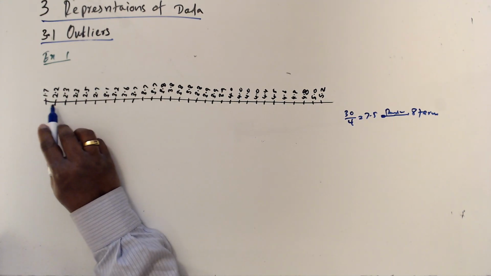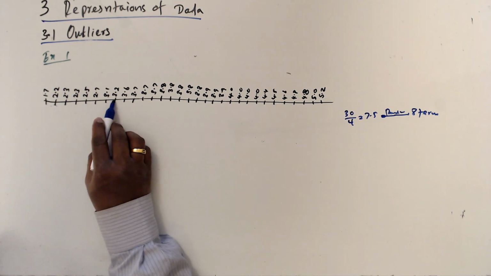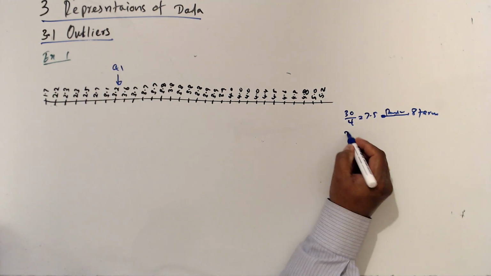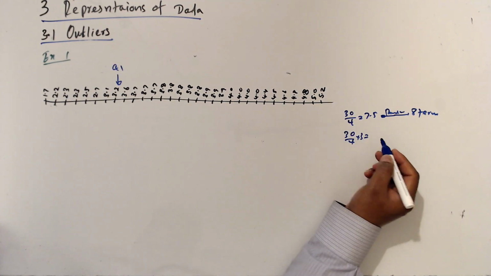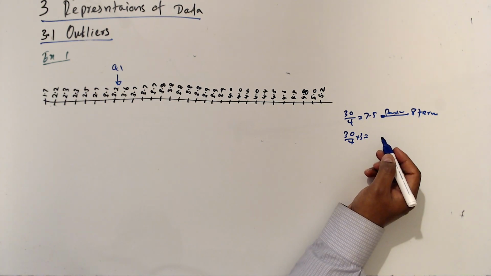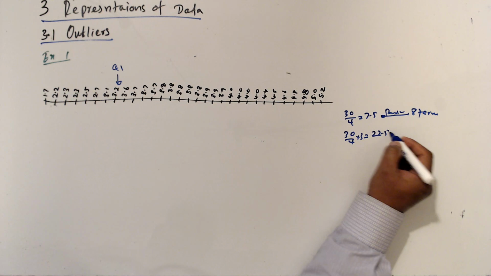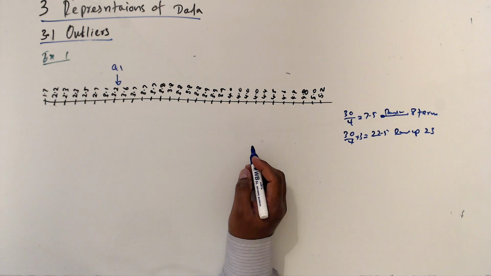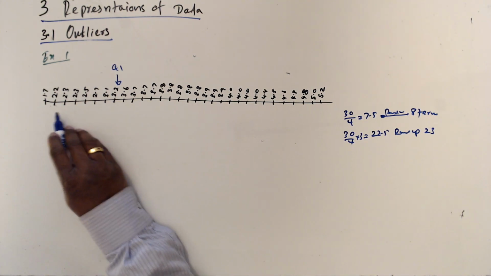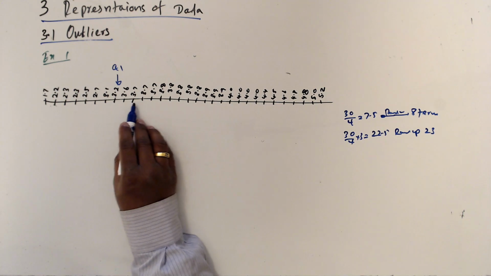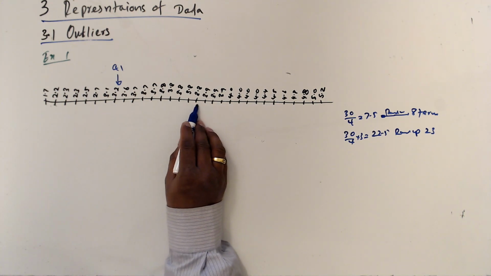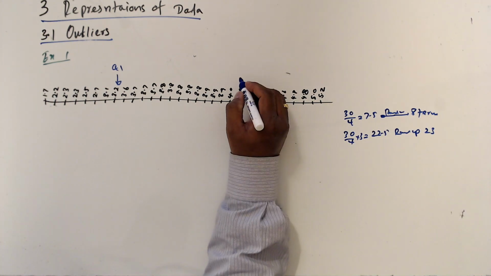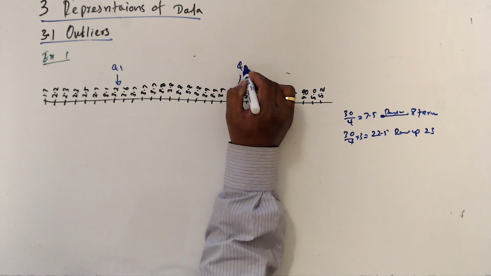The 8th term is 3.2. So this is the term Q1. And 30 times 3 divided by 4, that is going to be 22.5. Round up. That is the 23rd term. So this is 8, 9, 10, 11, 12, 13, 14, 15, 16, 17, 18, 19, 20, 21. This is the 23rd, Q3.